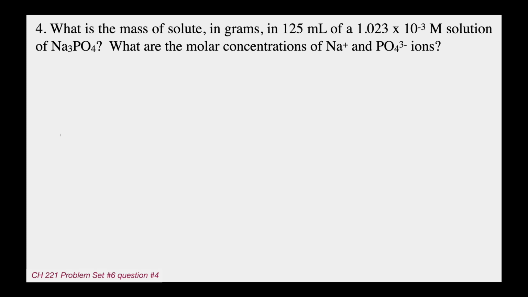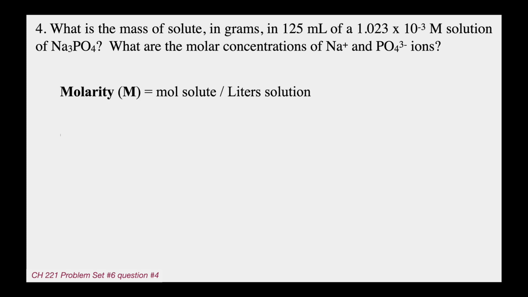So 125 divided by 1,000 would give you the volume in liters, and you'll multiply that by the moles per liter, the molarity, the big M. Liters times moles per liter is going to give you moles. That's going to be moles of sodium phosphate. And like the things we've done before then, you can go from moles to grams by using the molar mass of sodium phosphate. So let's sum this all up.